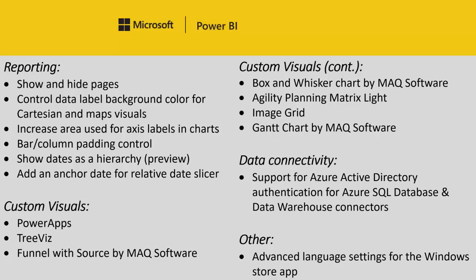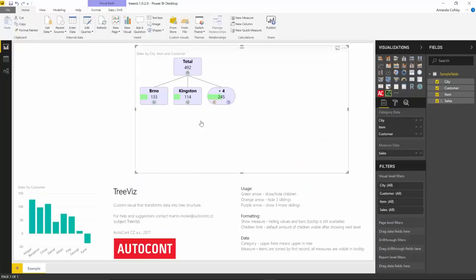The next custom visual on my list is the Tree Viz. The Tree Viz visual is all about displaying your data in a tree-like form, where there are children and parents in some form of a hierarchy. For example, this Tree Viz visual has a hierarchy of city, then item, then customer. At first you only see the city view, and you see the 2 largest cities, and everything else is grouped into this other node.